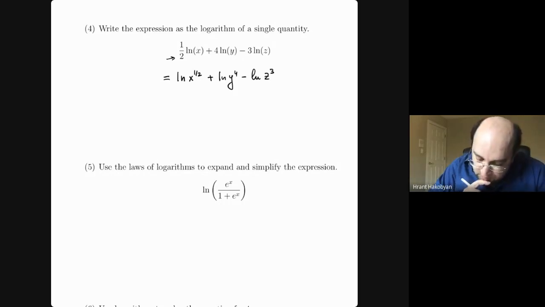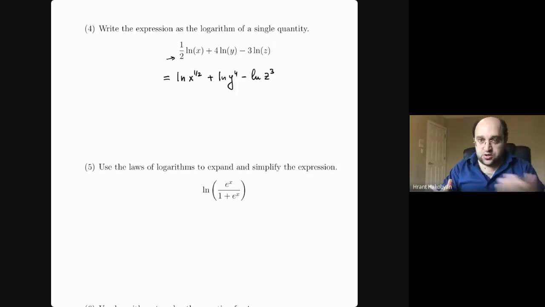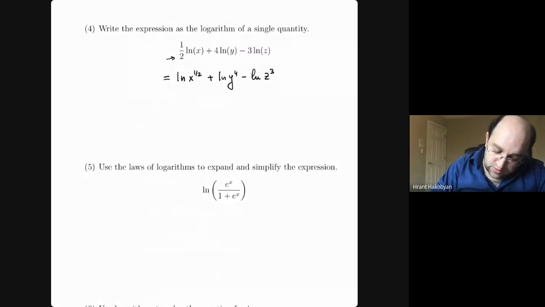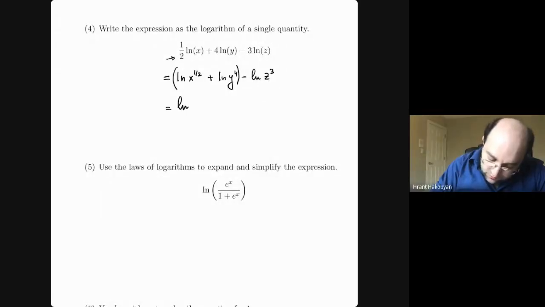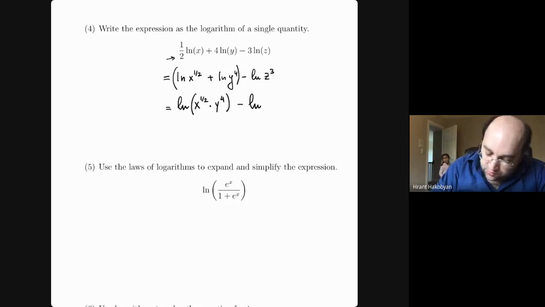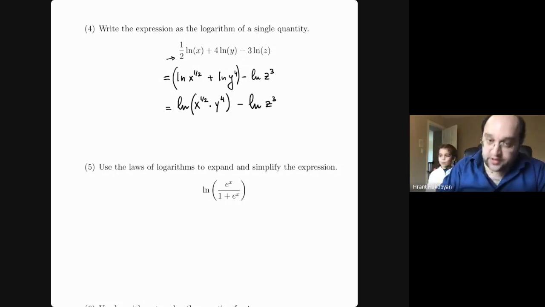Okay, now I can write this using these addition and subtraction rules. So if it's logarithm x, these two things together, what's that? That's logarithm of x to power 1/2 times y to power 4, correct? And then I need to subtract logarithm of z to power 3. So I can write this.